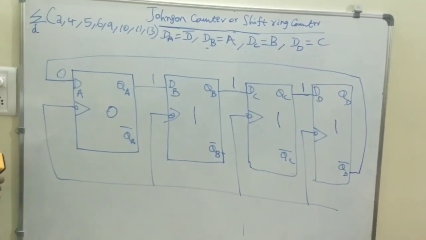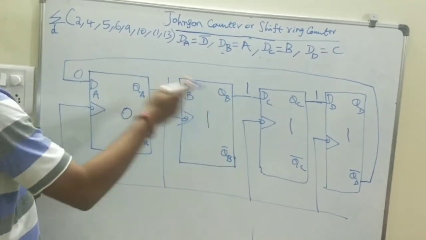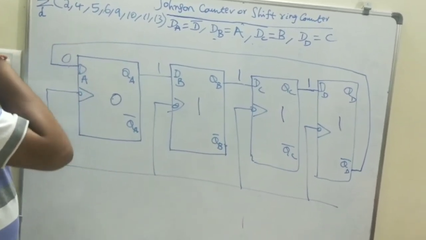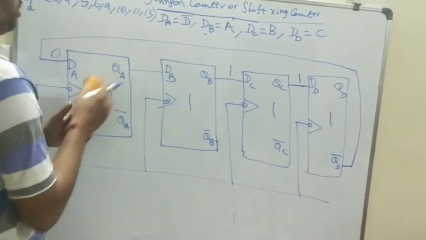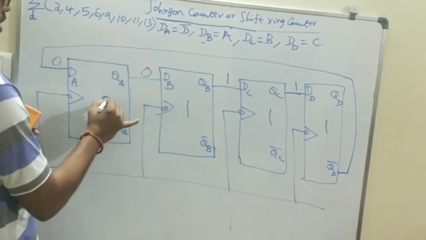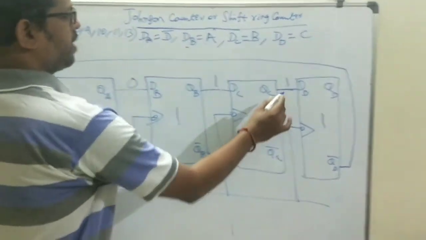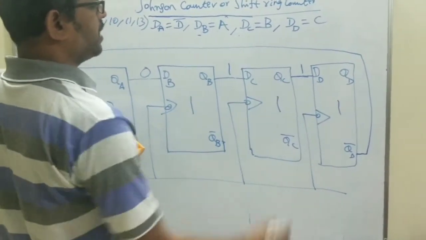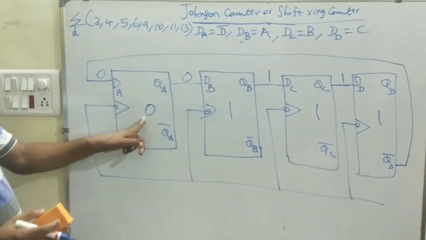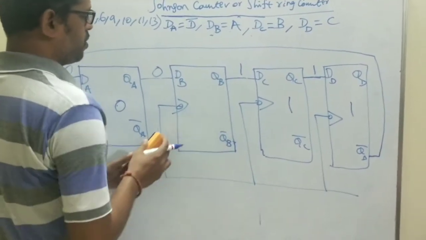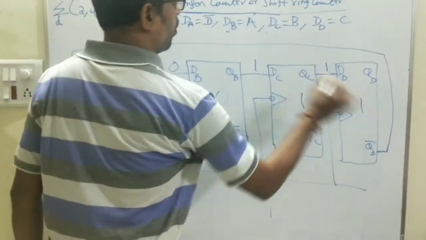For the next state, what is the DA value? DA value would be 0. DB value would be 0 because it is taking the value of the A flip-flop, and A is now 0. DC would be taking the value of 1. DD would be taking the value of 1. Now you apply the clock pulse. What will happen? DA would be taking 0. DB is also taking the value of 0. So now the current state is 0 0 1 1.